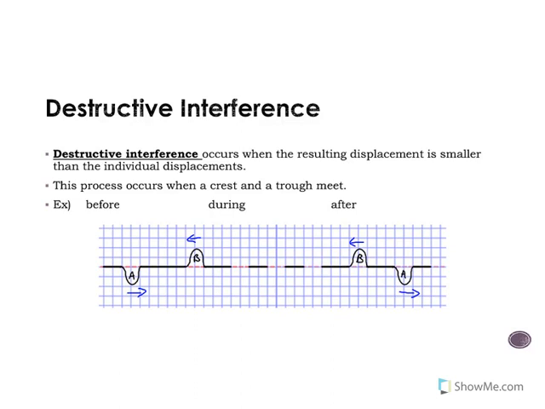Destructive interference occurs when the resulting displacement is smaller than the individual displacements. This process occurs when a crest and a trough meet. We see that A is the trough in this situation and B is the crest. When they meet, you're just going to have A minus B. It looks like B goes up 2 and A goes down 2, so you're just going to have 2 minus 2, which is 0. That's why there is no wave right here. It just balances out. Then after superposition, B goes its own way and A goes its own way.